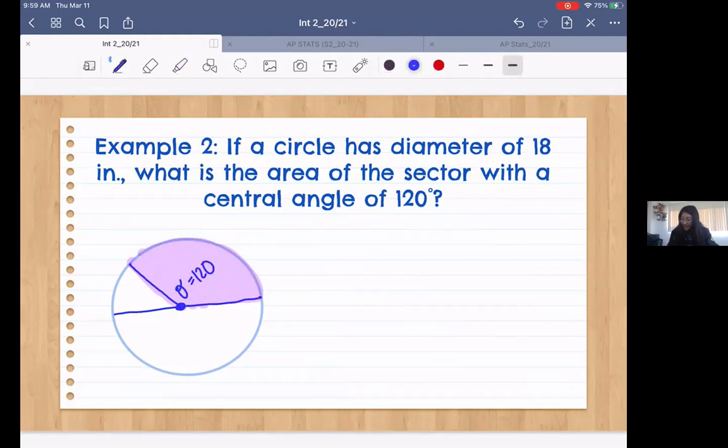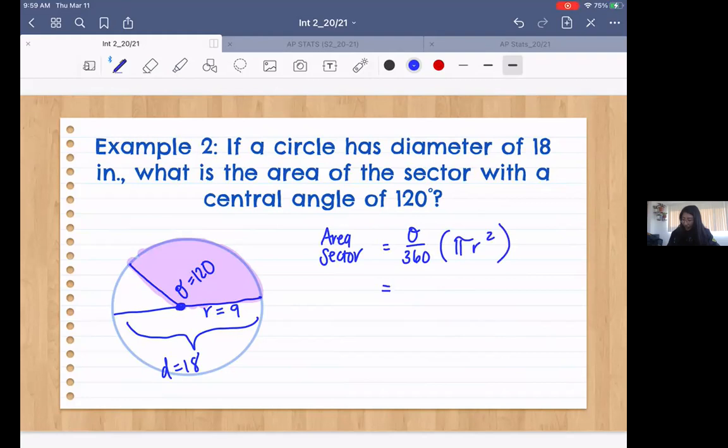But notice that they gave me my diameter. So they gave me this whole entire piece of 18, which means that I know my radius, because usually I just need a radius, is going to be half of that, which is 9. So area of a sector, the formula here is going to be theta over 360 times pi r squared.